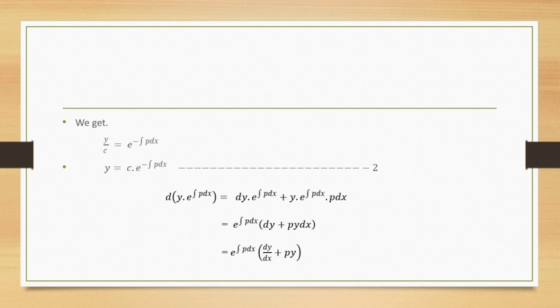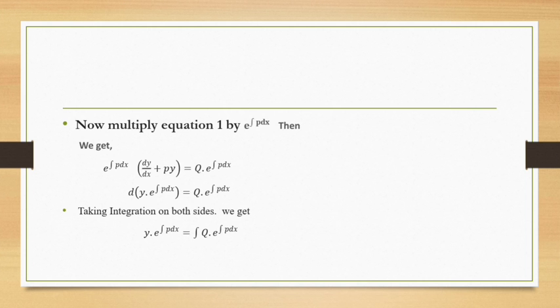Now we take the derivative of y·e^(∫P dx), which is equal to dy·e^(∫P dx) + y·e^(∫P dx)·P dx. Now we take e^(∫P dx) common. Then we get e^(∫P dx)(dy + Py dx). Now divide by dx on both sides. Then we get e^(∫P dx)(dy/dx + Py).